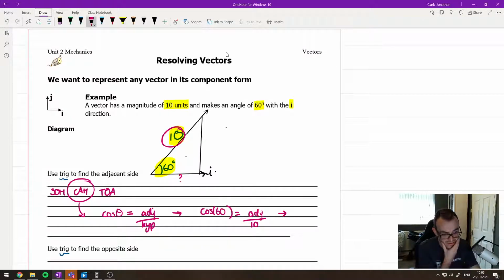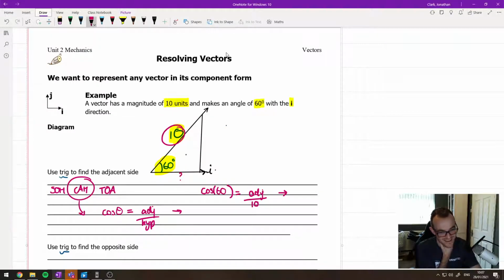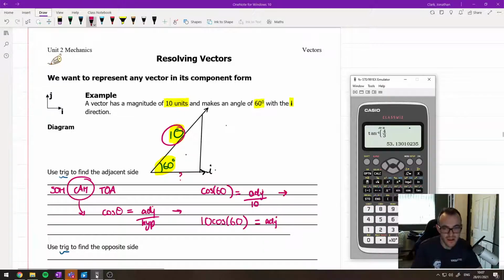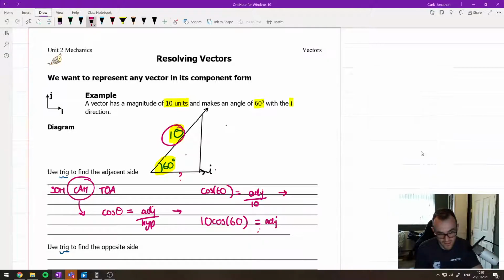And if I rearrange this formula a little bit, I'm going to take the 10 up and multiply it by cos 60. So I will have 10 times cos 60 as my adjacent. If I type in 10 cos 60 on the calculator, I'm going to get an answer of 5. There we go. So I've managed to find the adjacent there.